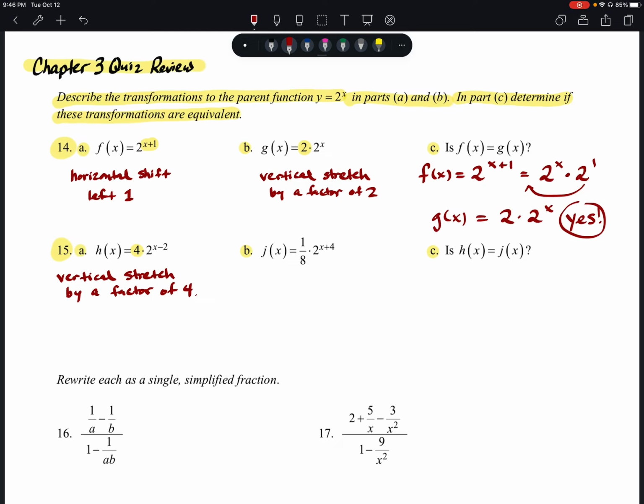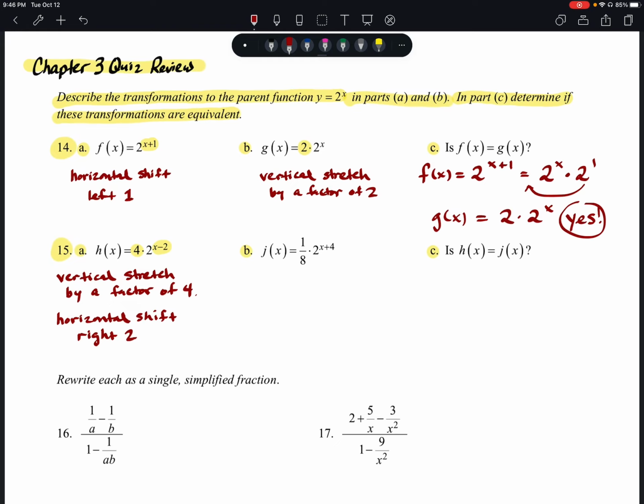You know you are. All right, so let's look at the other part of that one. We have the x minus 2 up here, which means that we are going to do a horizontal shift to the right 2. All right, and I think we've covered all the transformations on that one.